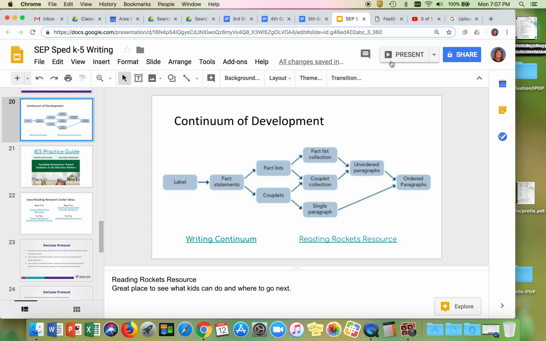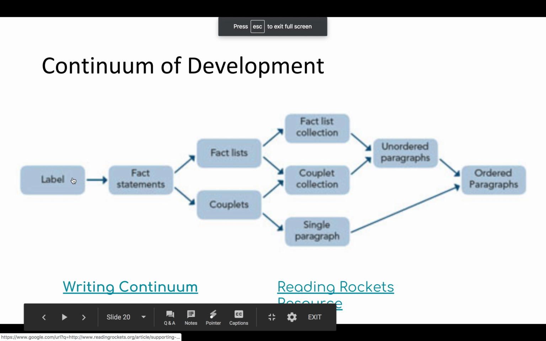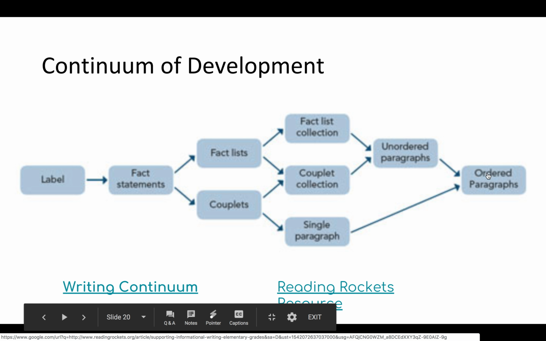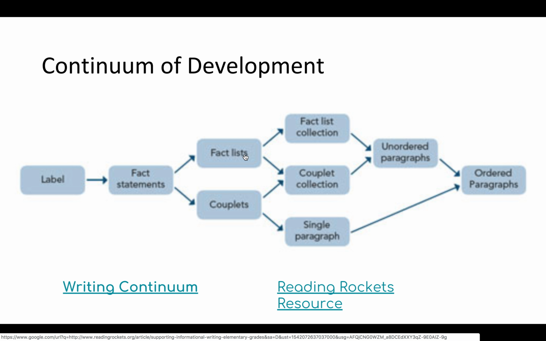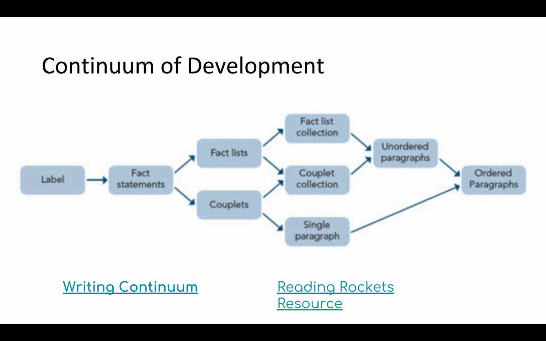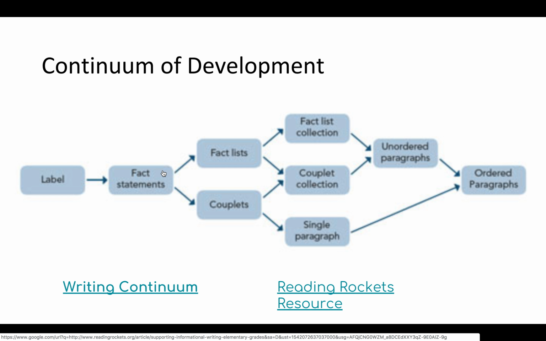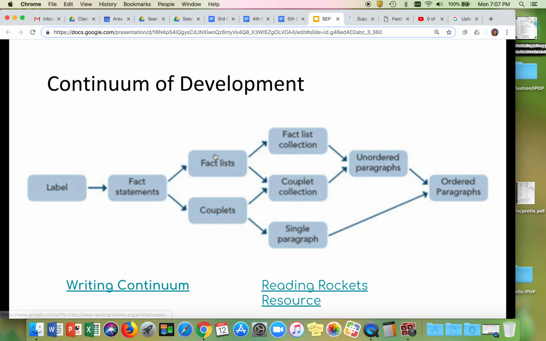So this continuum of development here, this is where kids start, and this is where we, of course, want them to end. So we have to kind of think about where our students are at. So we start with labels. So our kindergarten teachers will have kids draw pictures, and then we label the pictures: son, dog, mom, those sorts of things. Then we make fact statements. The mom took the dog on a walk. Actually, that's probably more like a couplet collection. But the fact statements then can be specific things.